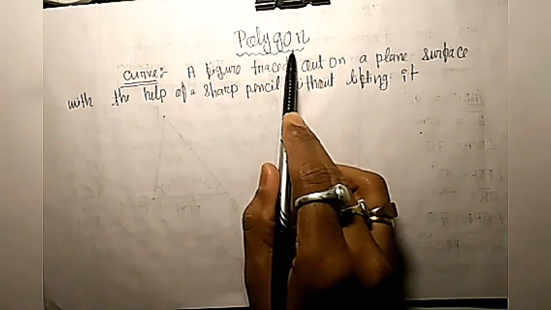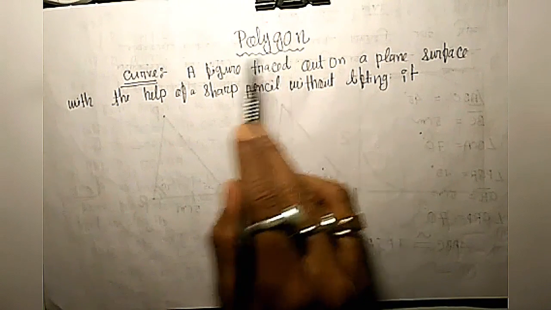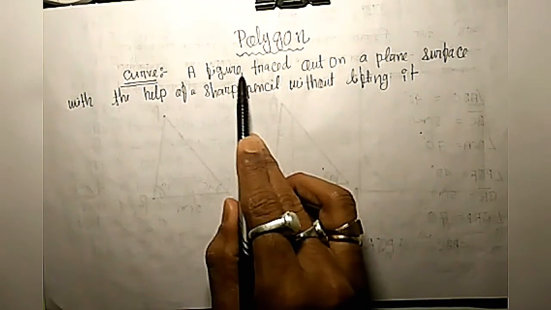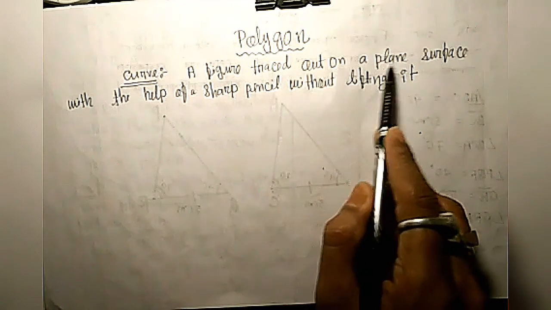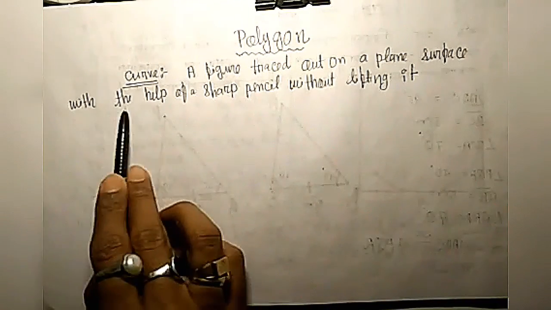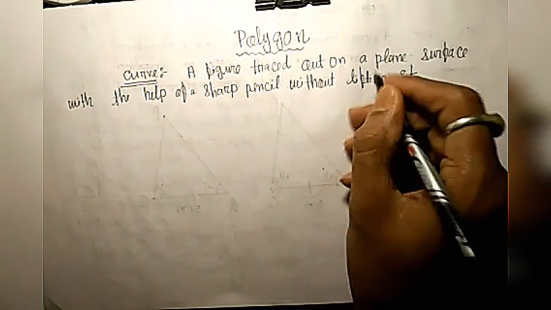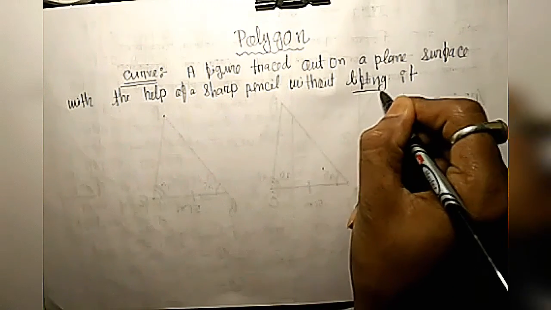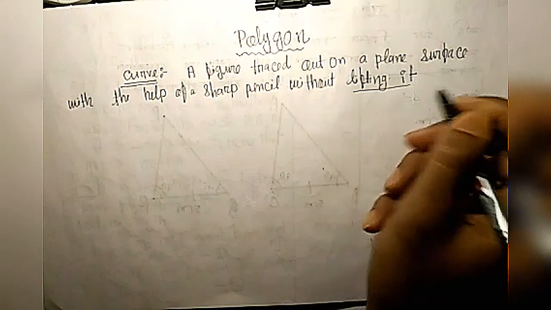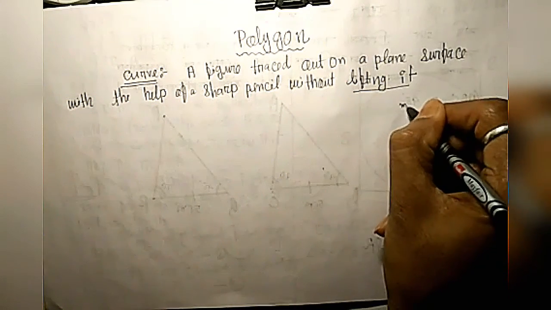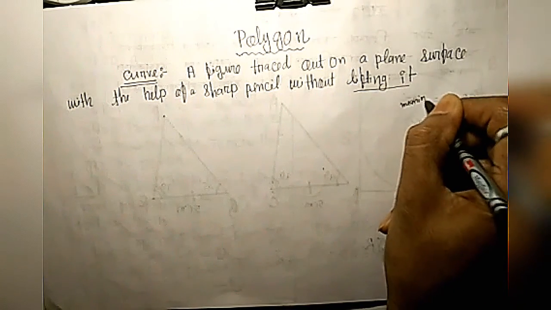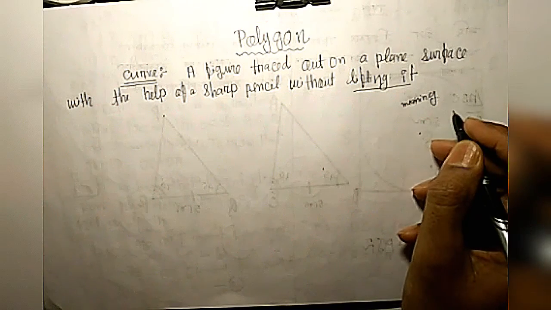So today we will start with polygons. What is topic 1? A curve is a figure traced out on a plane surface with the help of a sharp pencil without lifting it. So this is the key point: without lifting it. What is the meaning of that?